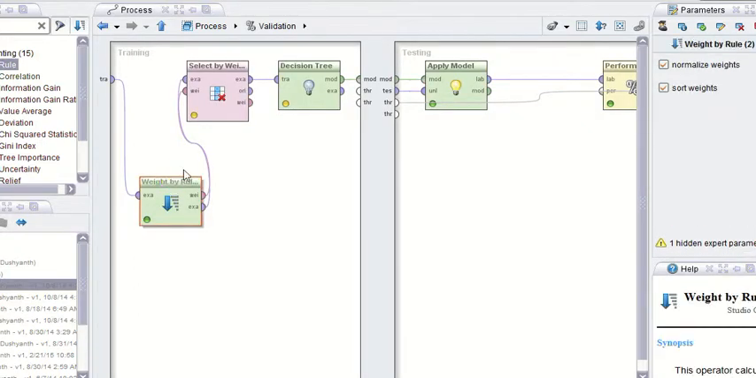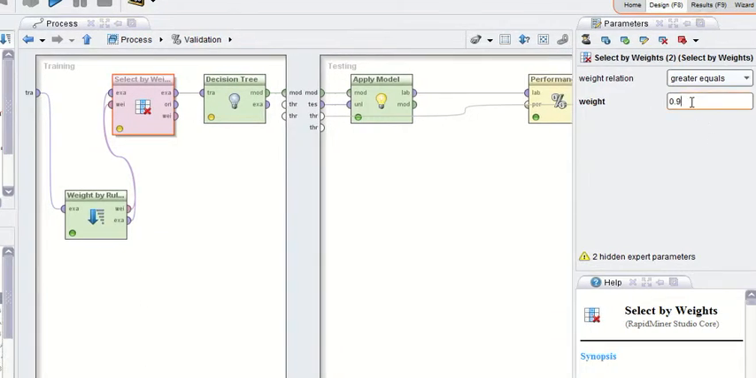This is the weight by rule feature selection technique, and this is the select by weight. It selects the features based on the threshold. So whatever threshold I give, only the subset of features with a weight greater than this value will be selected. So using this technique, I achieved a classification accuracy of 86%. That is the max accuracy that I achieved using feature selection threshold of 0.7.